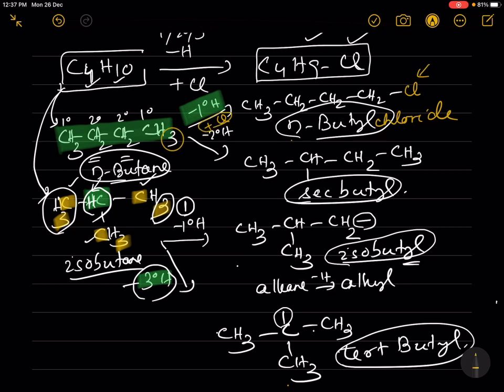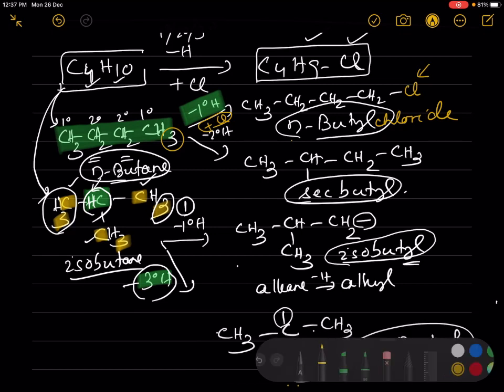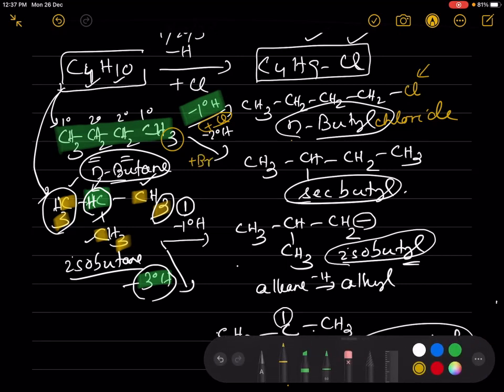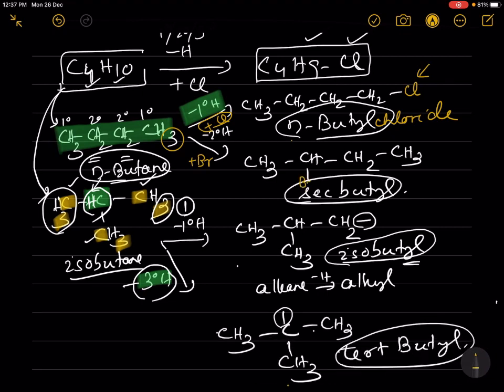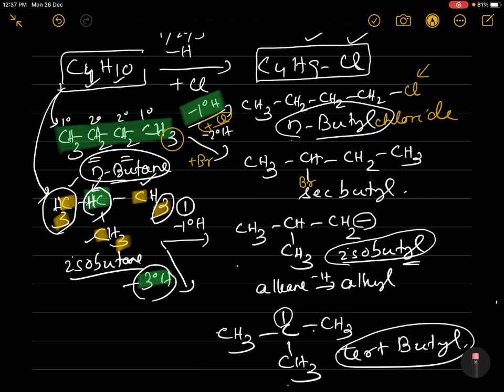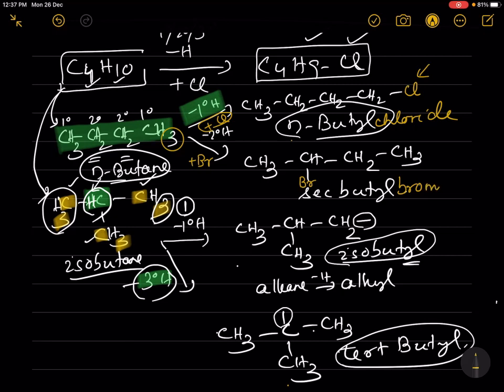Similarly, you have to remove a secondary hydrogen atom and you have to substitute that secondary hydrogen atom by a bromine atom. Then you will be getting a bromine over here. Then this is sec-butyl bromide. Sec-butyl bromide.